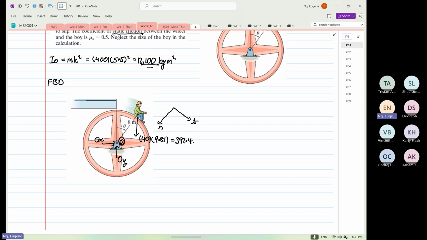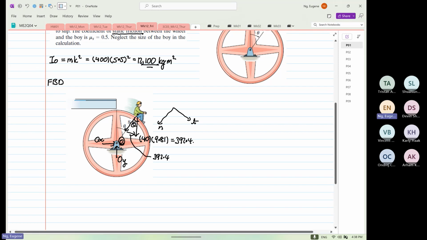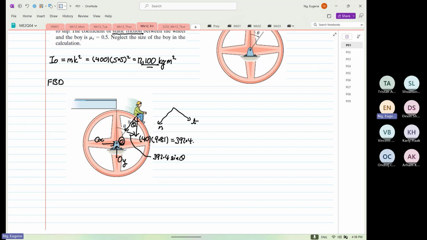And then from here, we can resolve into two directions. Okay, so over here, this is our theta. So this will be our 392.4 sine theta. This is due to the weight of the boy. And the next one over here is your 392.4 cos theta.